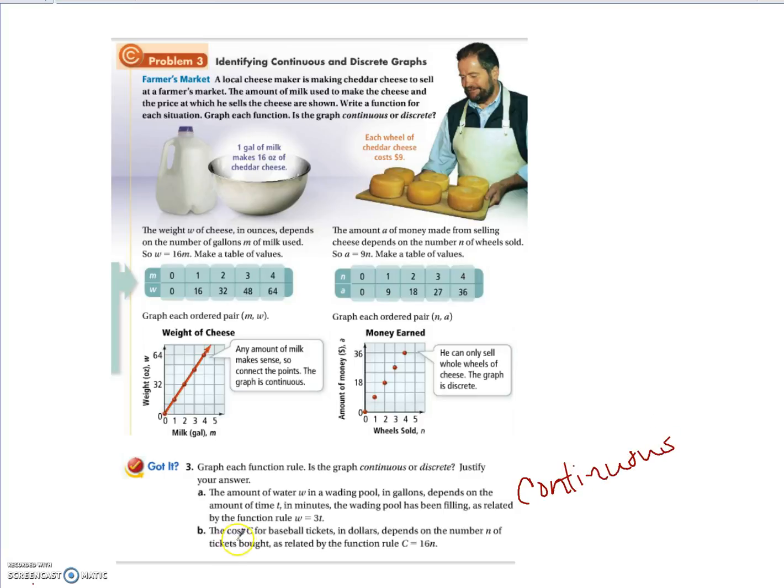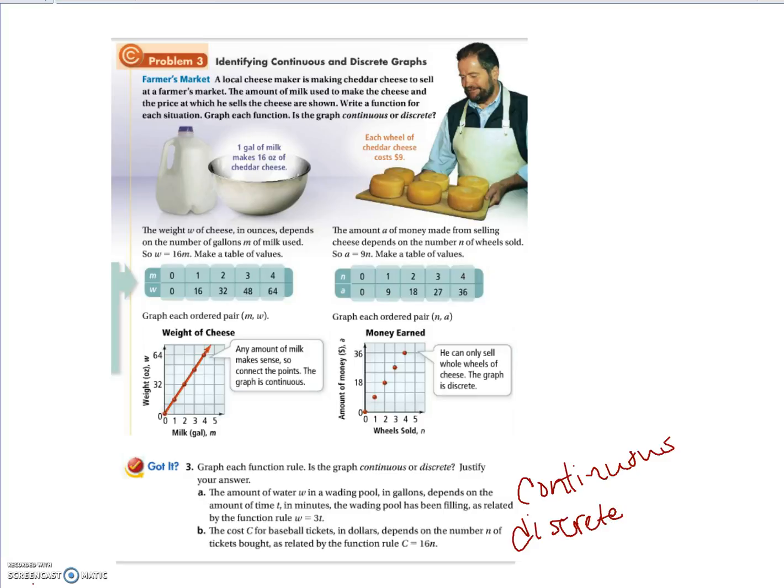All right, so the cost C for baseball tickets in dollars depends on the number N of tickets bought. As a related function, the rule is C equals 16N. Let's think about that. If I buy 5 tickets, it would be $16 a piece, so your number would change based on tickets. If I buy 1 ticket, it's so much. If I buy 2 tickets, it's so much. If I buy 3 tickets, I can't buy 3 1/2 tickets. So that is a discrete example.